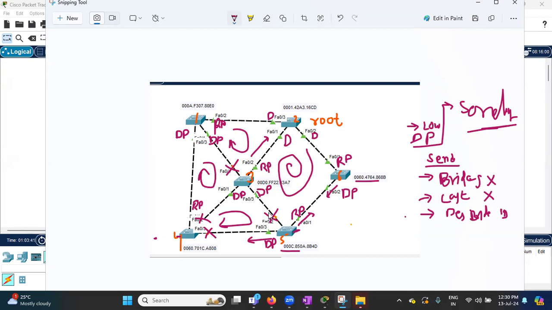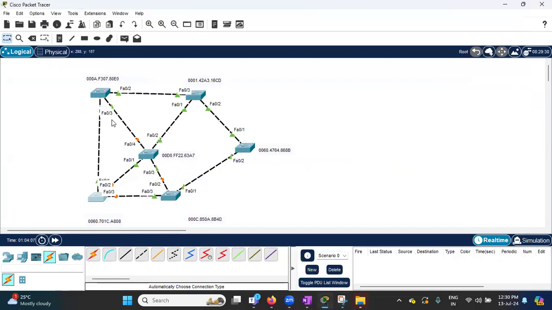If we need to go to switch 4 from the root bridge, switch 2, the path would be switch 2, then switch 1, then switch 4. That's correct. For switch 5 also, it would be 2, 6, and 5, or 5, 6, 2. Yeah, like that. So let's prove this.